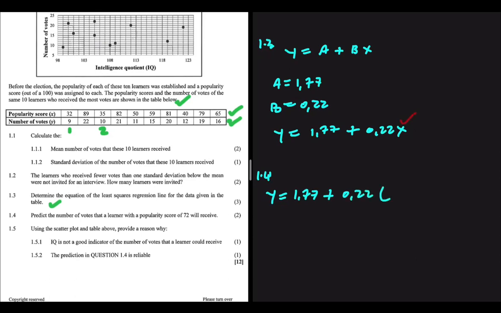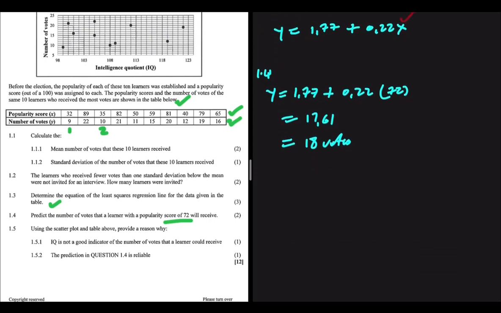What is the value of x? The popularity score, 72. In your calculator, you're going to get 17.61, but we cannot have 17.61 votes. So let's just round it off to 18. So yes, if you have a popularity score of 72, you're going to get about 18 votes.